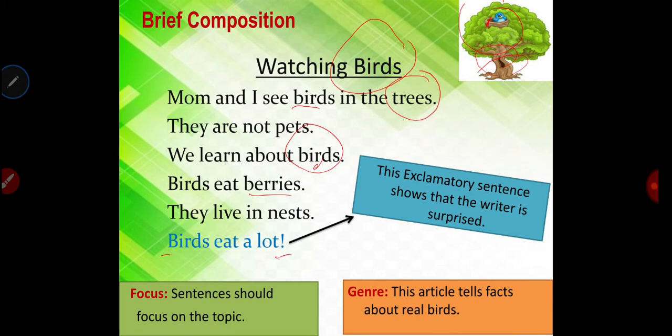Okay, so again, this exclamatory sentence shows that the writer is surprised. Why? Because we use the exclamation point, which is this one. Understood? So, this is how you write a composition about real things.